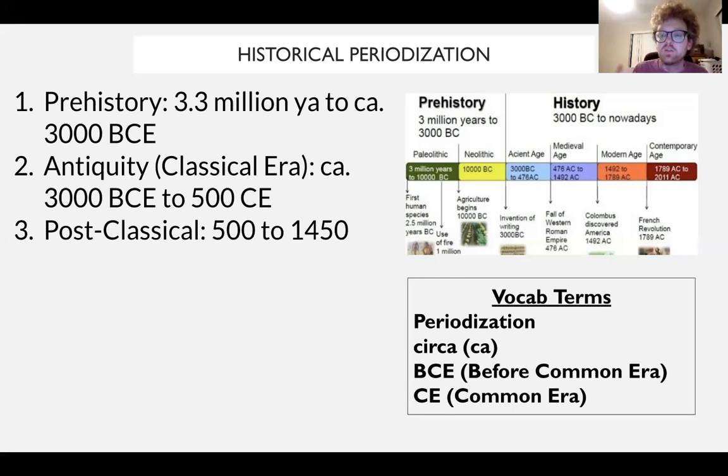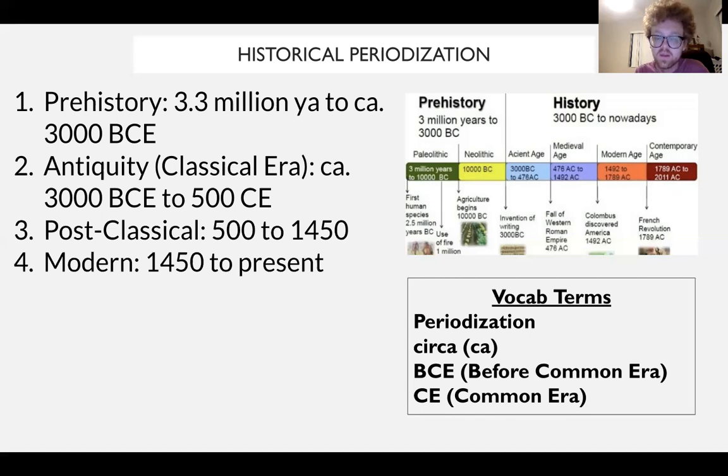Units 1 and 2 are going to cover the post-classical period. We're going to look at the time period that includes things like the Middle Ages in Europe and the rise of Genghis Khan throughout Eurasia. So that really is going to cover Units 1 and 2.